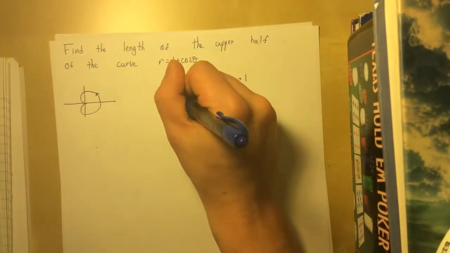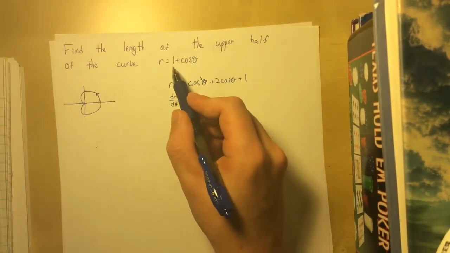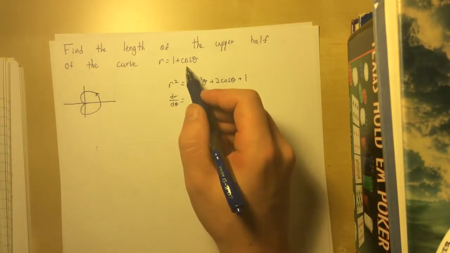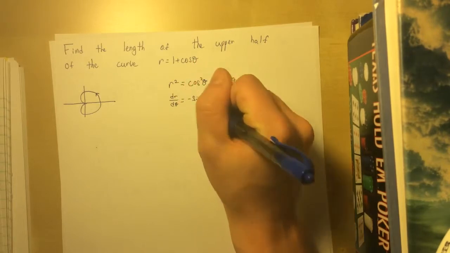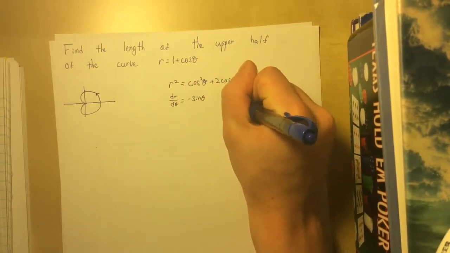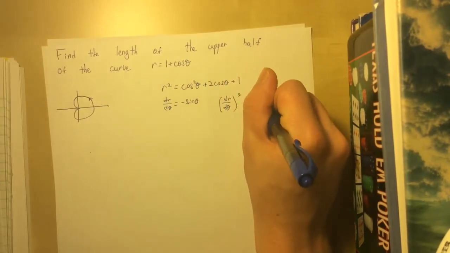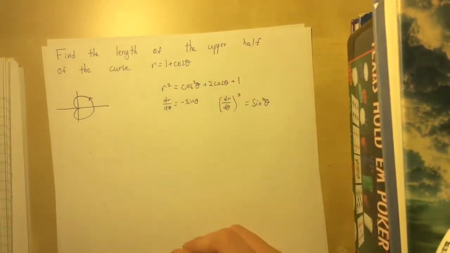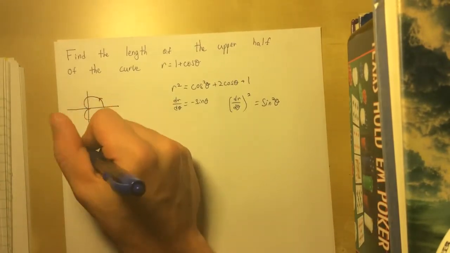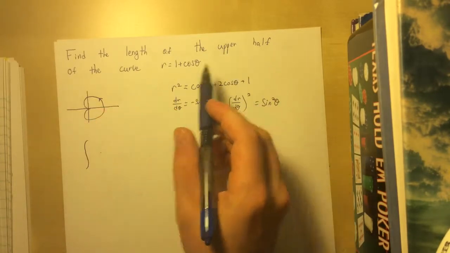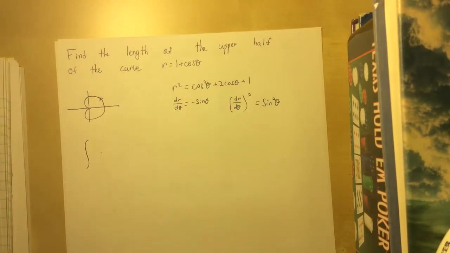Let's go ahead and solve for dr d theta. Derivative of 1 is 0 with respect to theta. Derivative of cosine theta with respect to theta is negative sine theta, which means that dr d theta squared, because that's what we're going to use in our equation, is sine squared theta. So now that we have all the components, we can go ahead and use the equation. We're only looking for the upper half, so we're looking from here to here. And I'll go ahead and mark what we're looking for.